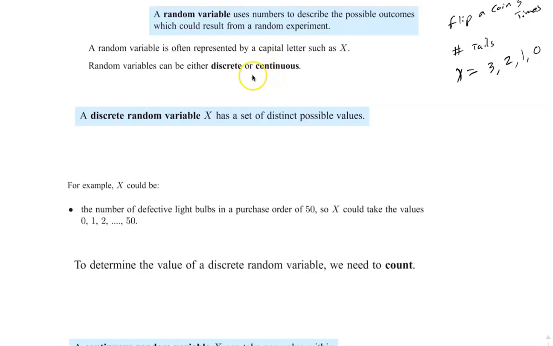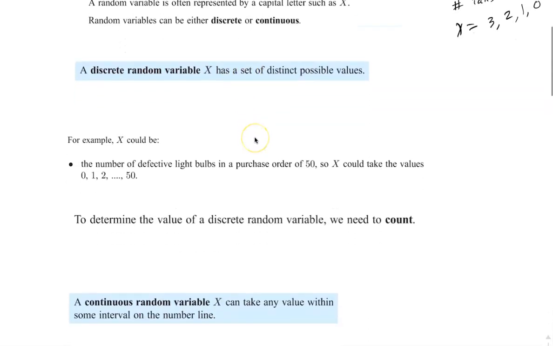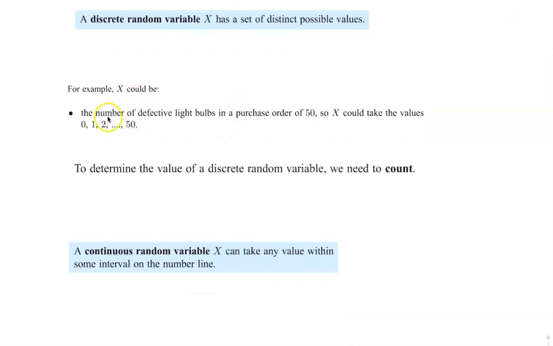Now we can have a random variable that's discrete or continuous. If you remember, discrete means a possible set of values that have to be concrete. I always say shoe sizes: they come in 3, 3.5, 4. They don't come in like 3.25. Same thing here. For example, the number of defective light bulbs in a purchase order of 50. You're not going to get half a defective light bulb. You can get 1 or 2 defective light bulbs, but not 3.2. It has to be a certain number.